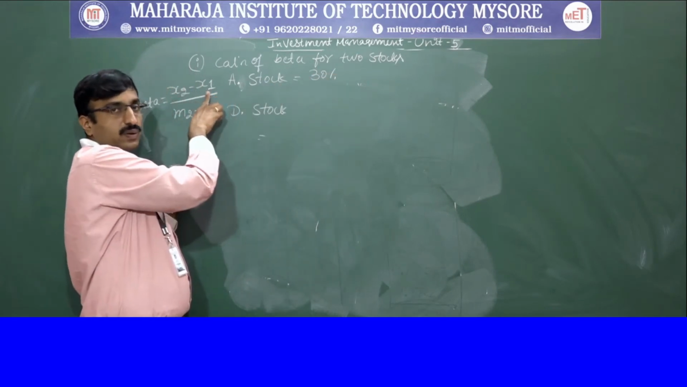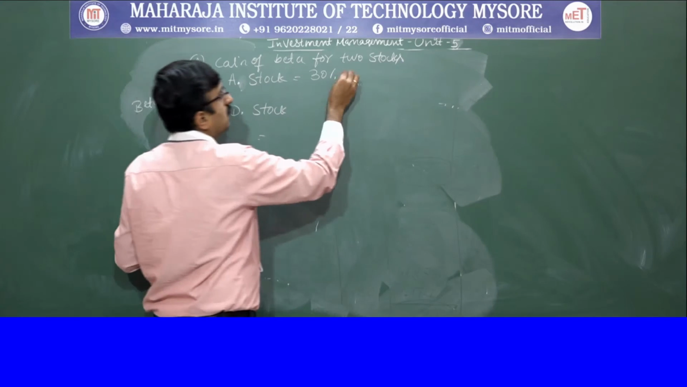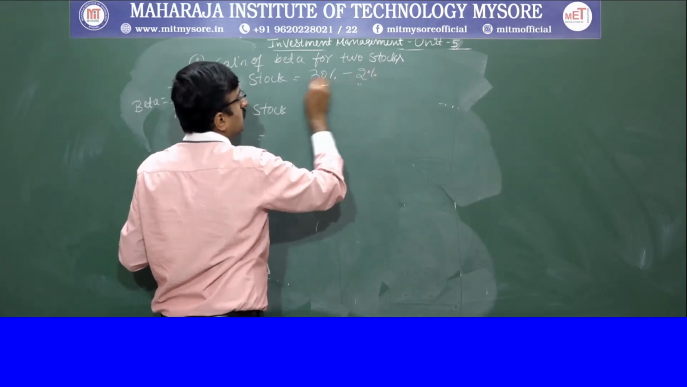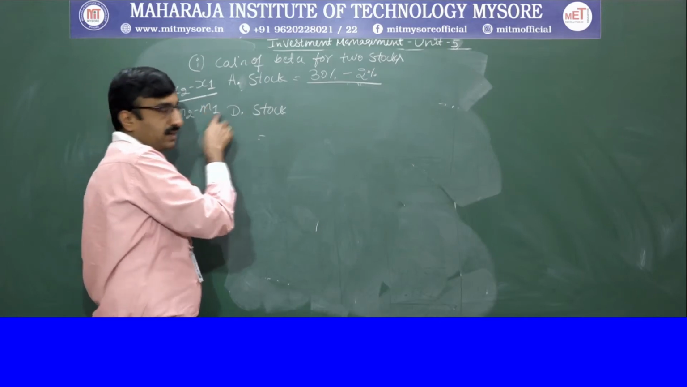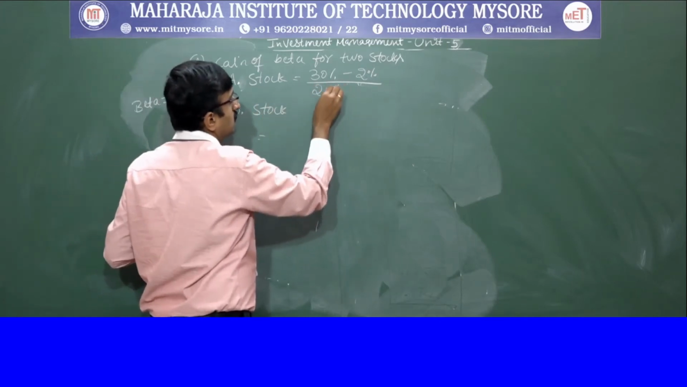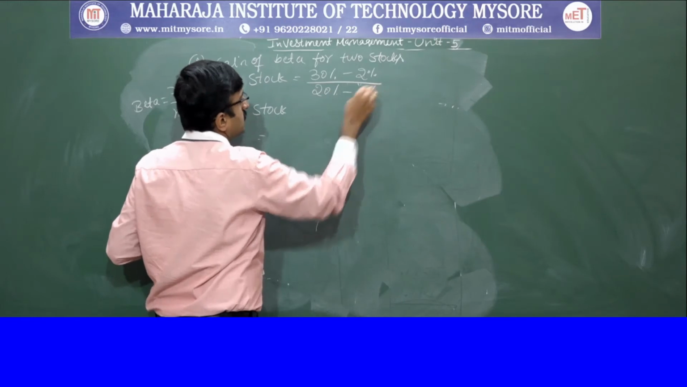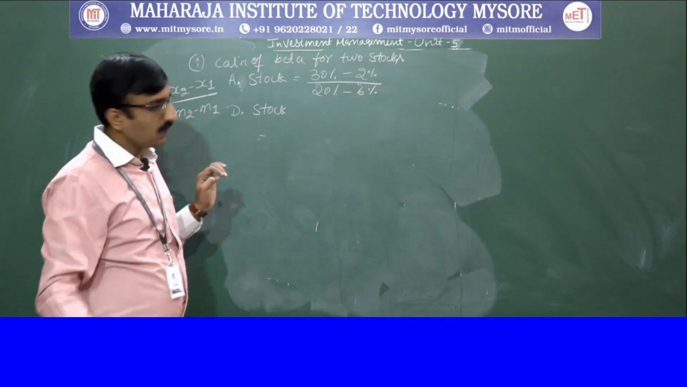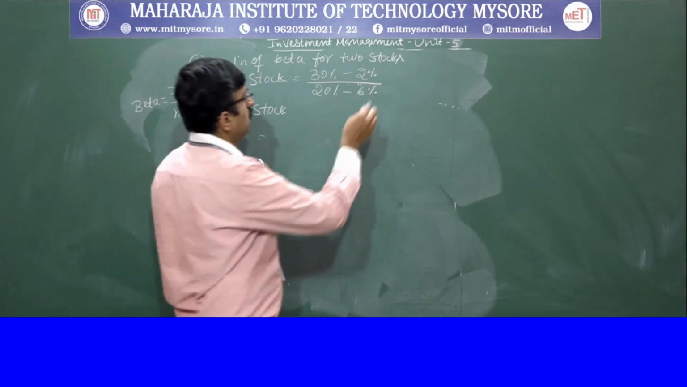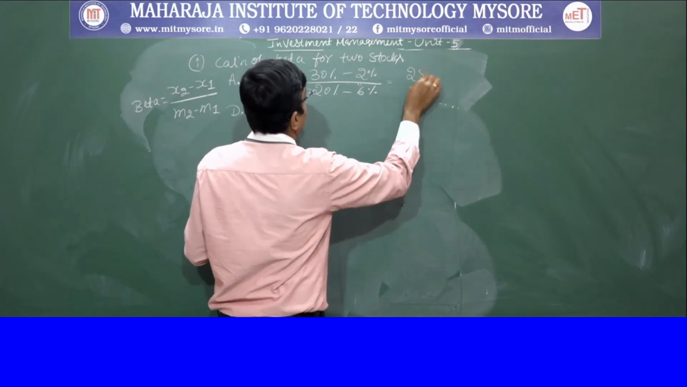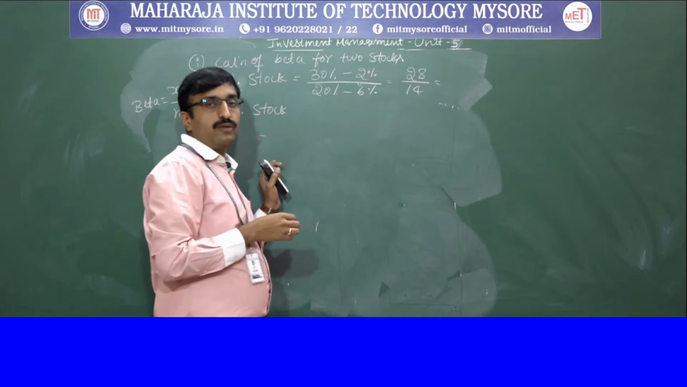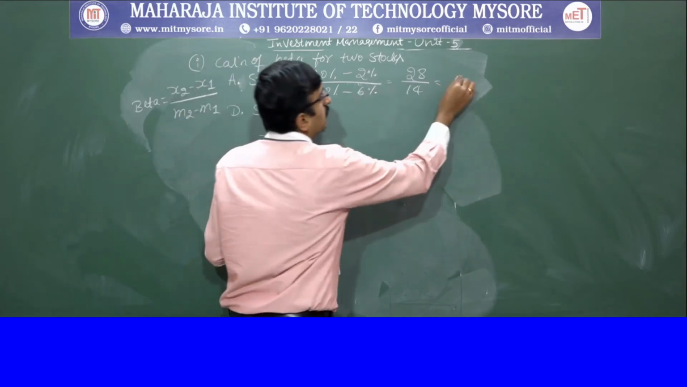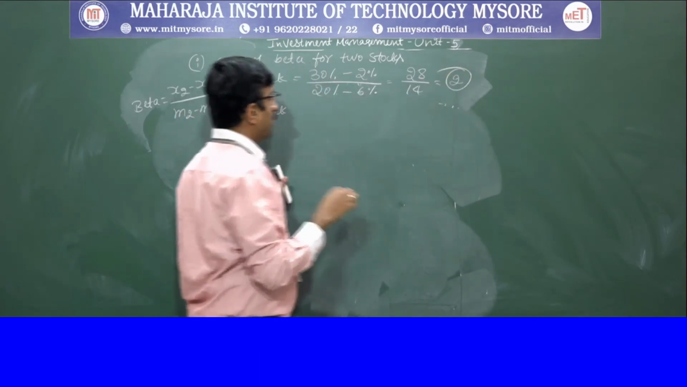X1 means, above that it is 2%, divided by market return 2 and market return 1, that is 20% and 6%. So if you do it, it is 28 divided by 14. If you do 28 divided by 14, how much will you get? You will get exactly 2.